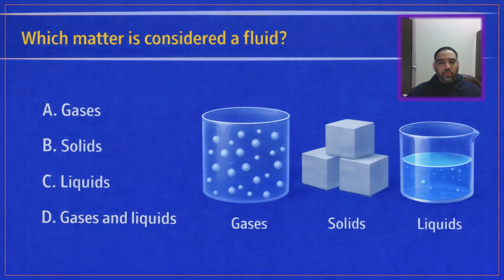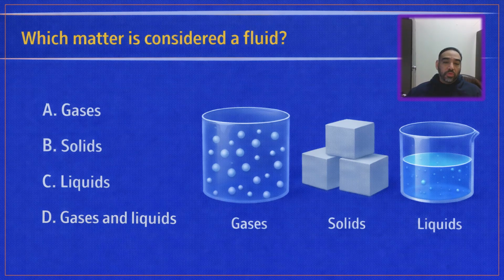Okay, let's go ahead and get started with the first question. Which of the following matter is considered a fluid? The answers provided are A, gases; B, solids; C, liquids; and D, gases and liquids. The correct answer here in physics, if we go by the definition of a fluid, is any substance that can flow and continuously deform under shear stress. This would include liquids and gases.